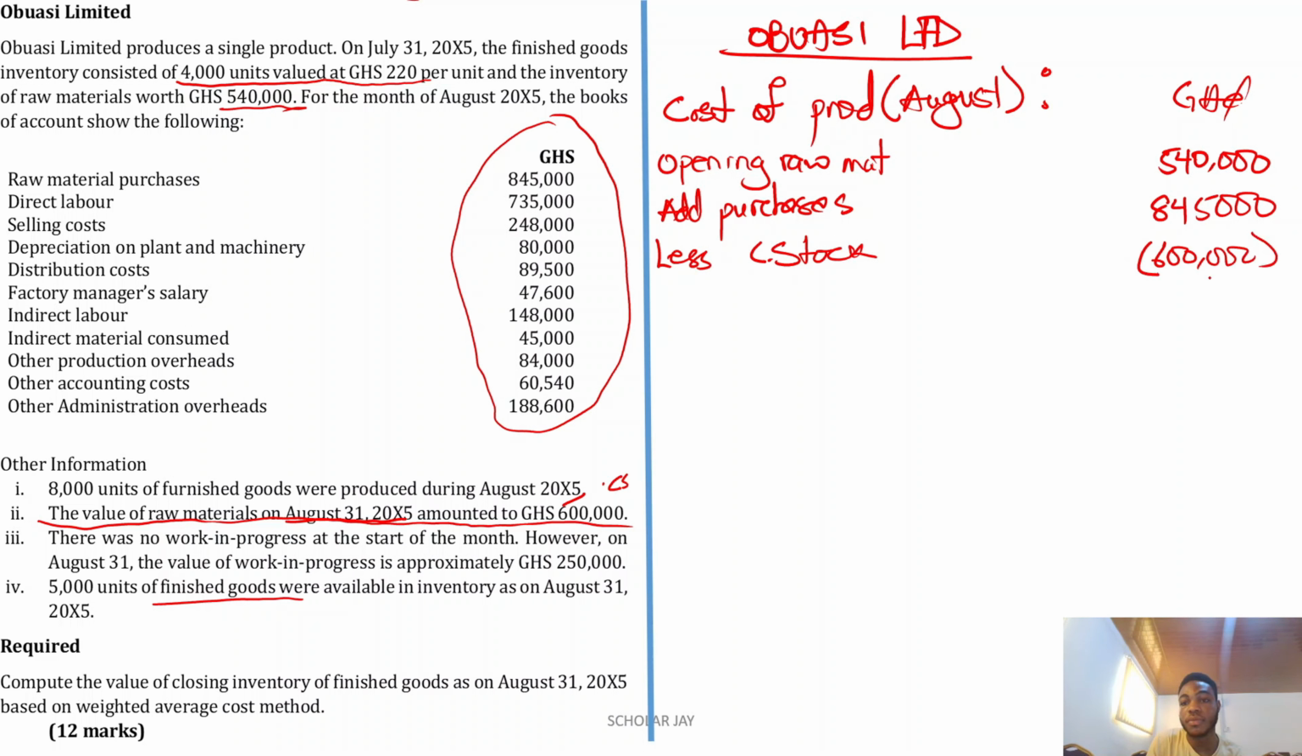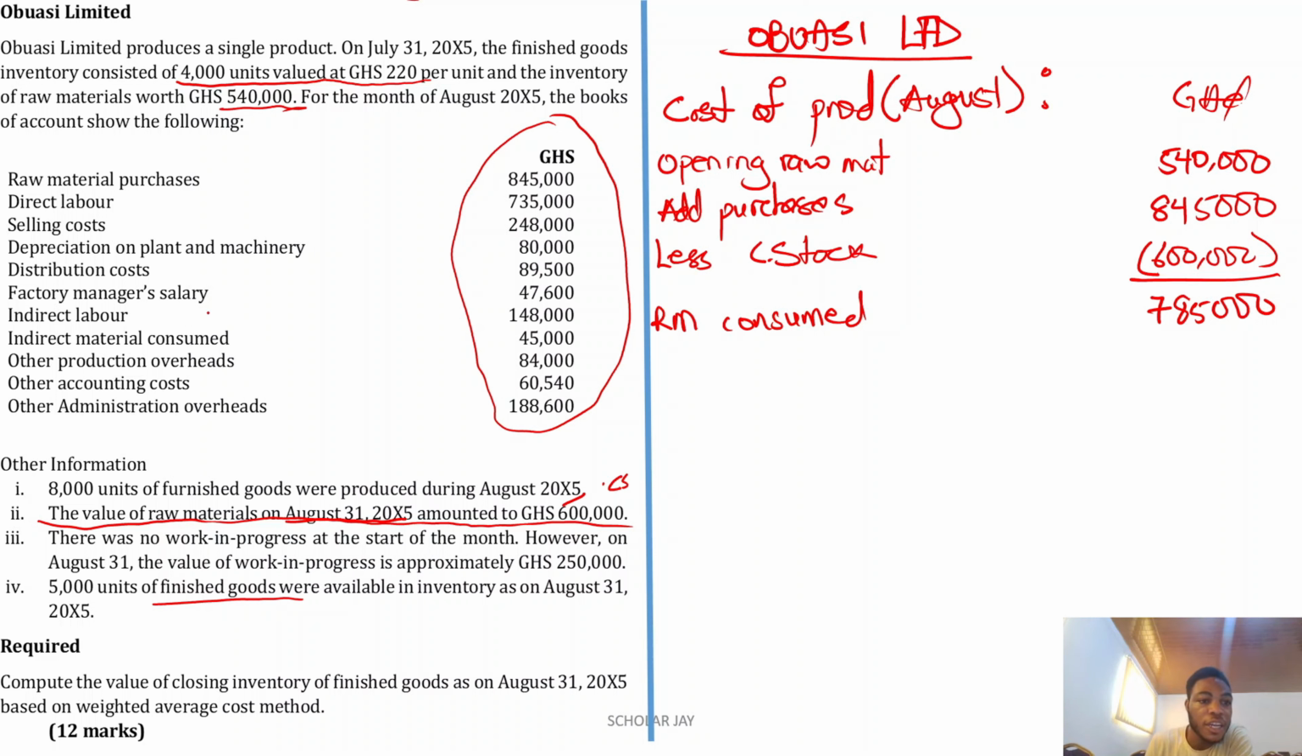So get your calculator. We are going to have 540 plus 845 minus 600. This will give us the raw materials consumed, 785. So that is raw materials consumed for the month. Don't forget, the data they give us was for August. So we are looking at the raw materials consumed for the month of August.